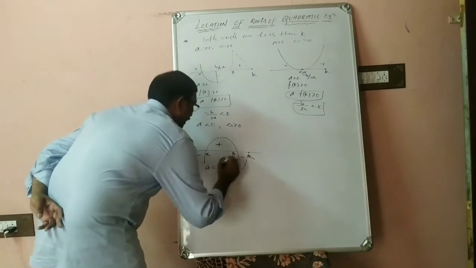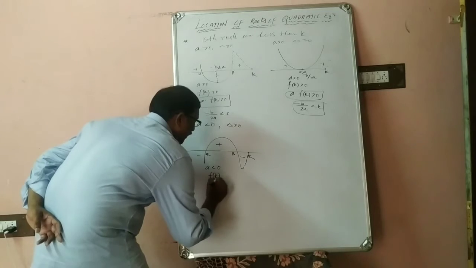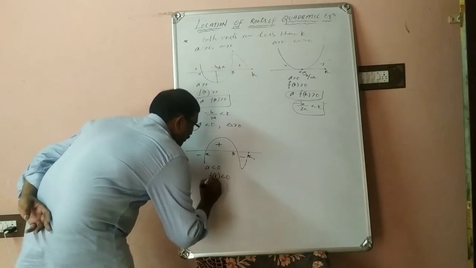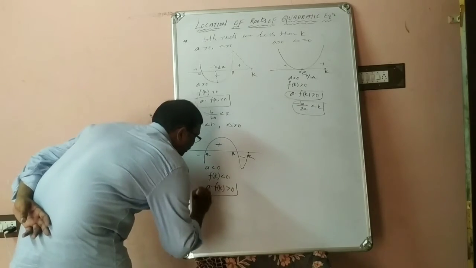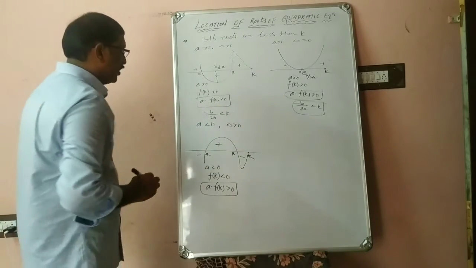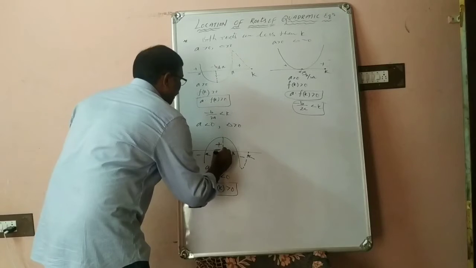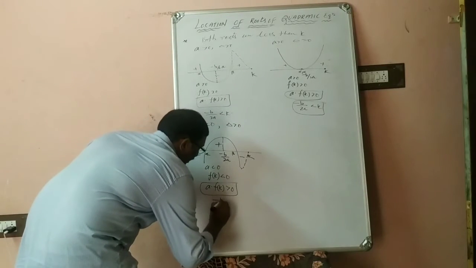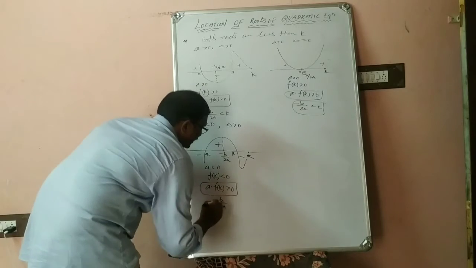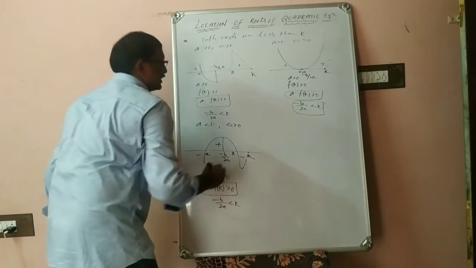And what about f of k? f of k is negative. So a into f of k, negative into negative, is positive. a into f of k again we got positive. Here you will get the maximum value at what point? At minus b by 2a. So that minus b by 2a is less than k in this case.